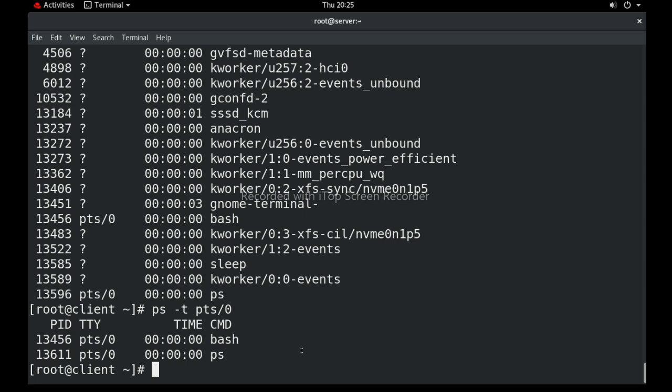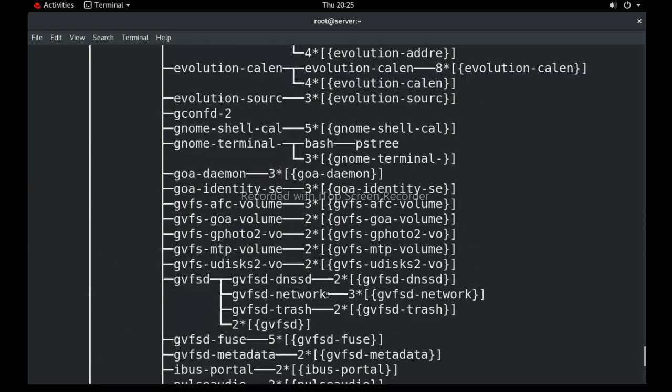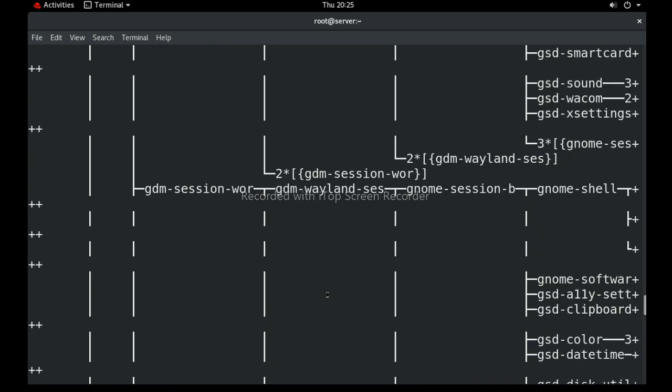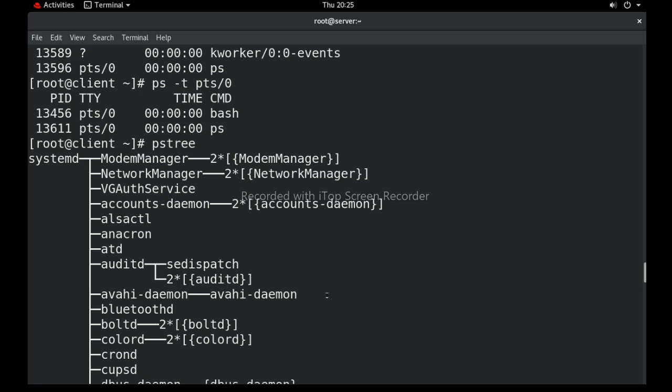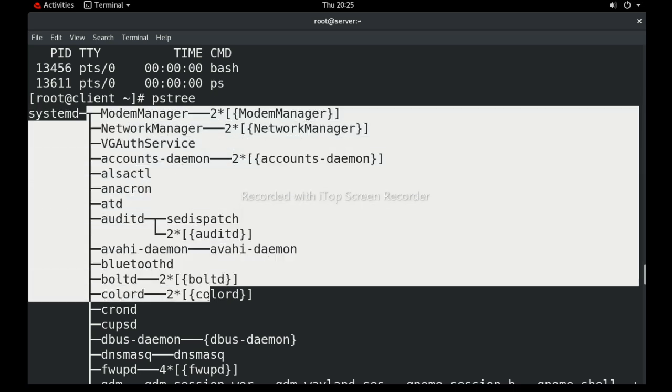To list the hierarchy of all the processes, we have a command called pstree. This command gives us an idea about the order in which each and every process is initiated. As we discussed earlier, systemd is considered to be the system initialization process. Hence, it acts as the parent process for almost all the processes in the Linux operating system.